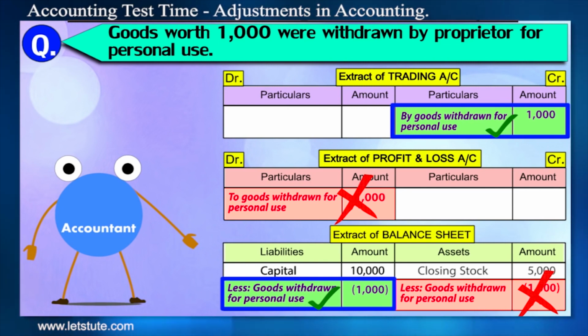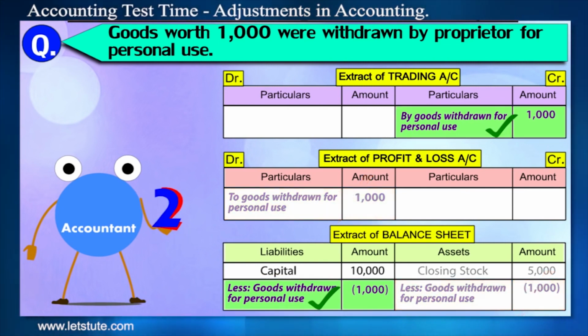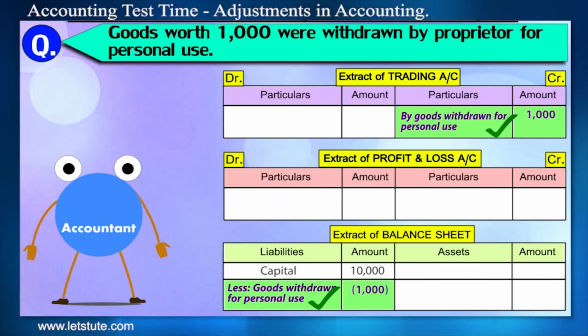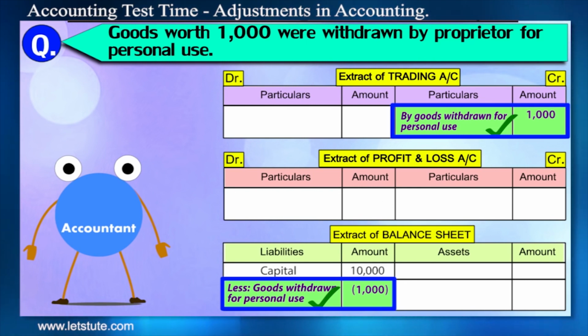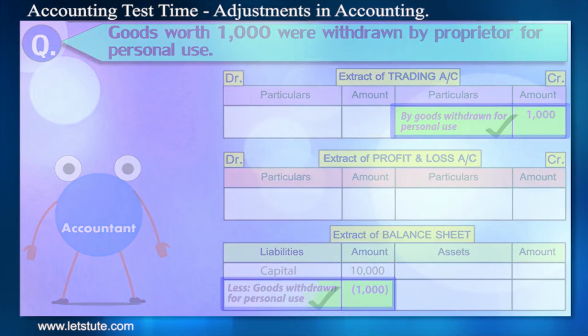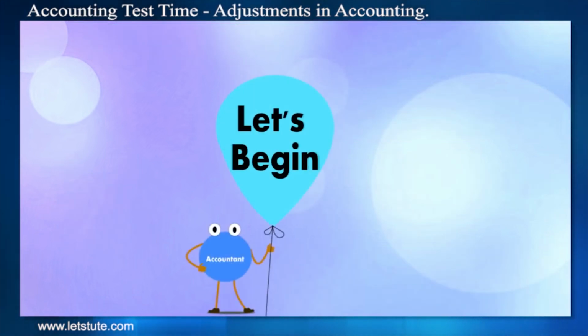So like this, for every adjustment there will be two effects, and you have to identify the correct accounting treatment. So now you have understood what is to be done. Finally, let's begin.